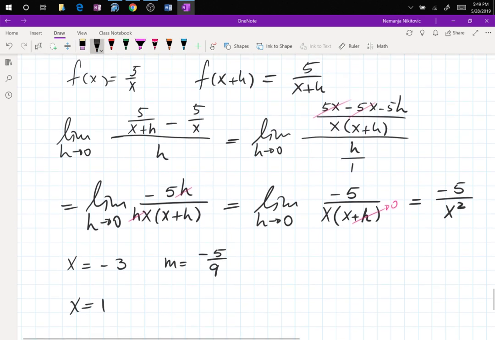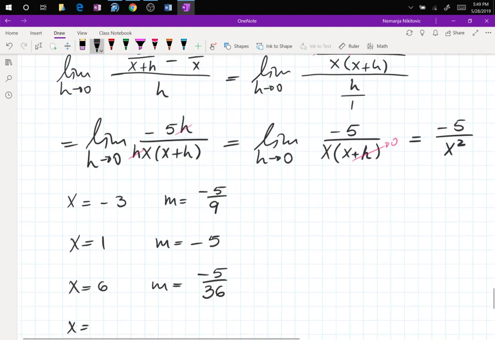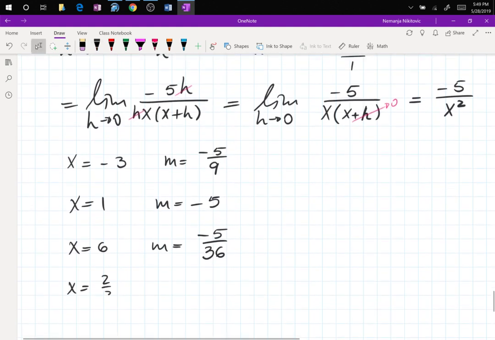If x is equal to 1, the slope is negative 5. If x is 6, the slope is negative 5 over 36. Great. And if x is 2/3, how much? Negative 45/4. Good.